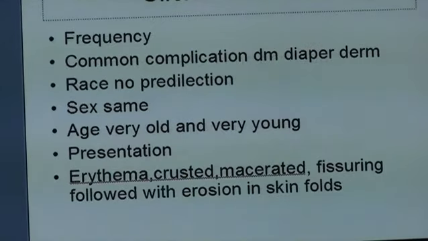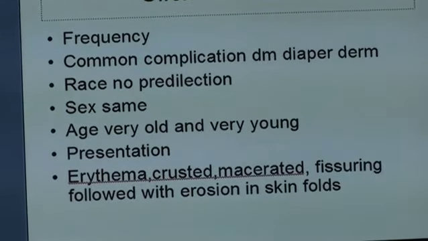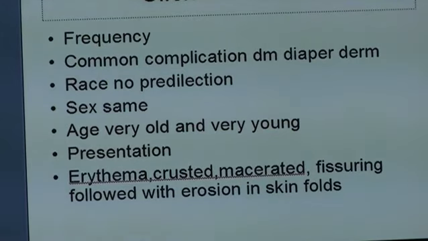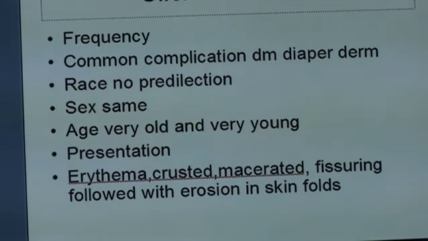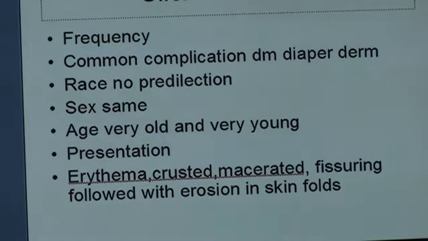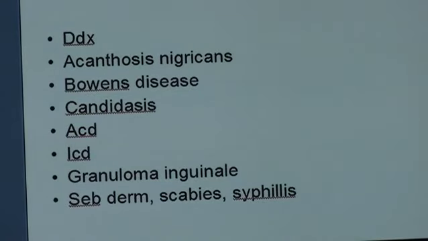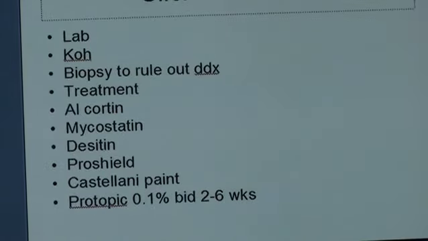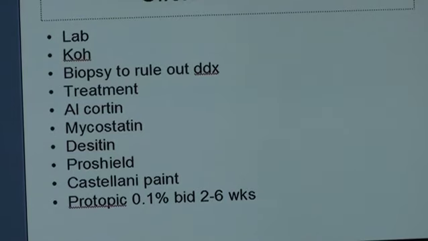Differential: acanthosis nigricans, Bowen's disease, candidiasis, allergic contact dermatitis, irritant contact dermatitis, granulomatous disease, seborrheic dermatitis, scabies, syphilis. Basically, you do a KOH to rule out whether it's fungal in nature. If you think it's psoriasis, Bowen's, or Paget's disease, you need to do a biopsy to exclude those.